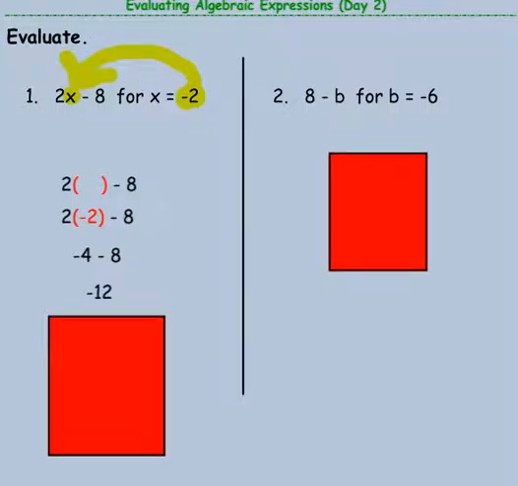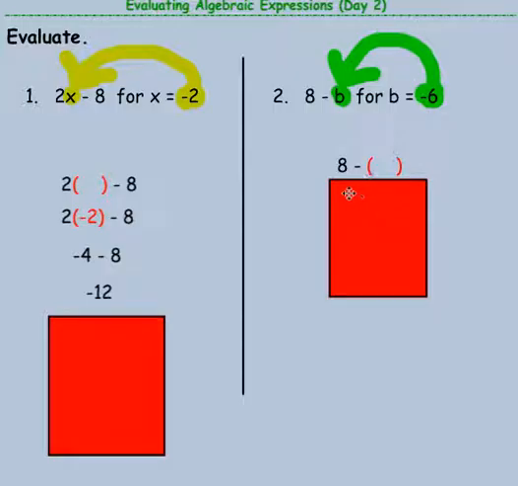Take a look at the second one. We have 8 minus b. So here we have b, and they're telling us that b equals negative 6. So we're going to plug in for that b. Again, it's very important to put empty parentheses where that variable was. So 8 minus empty parentheses, and then we're plugging in that negative 6.